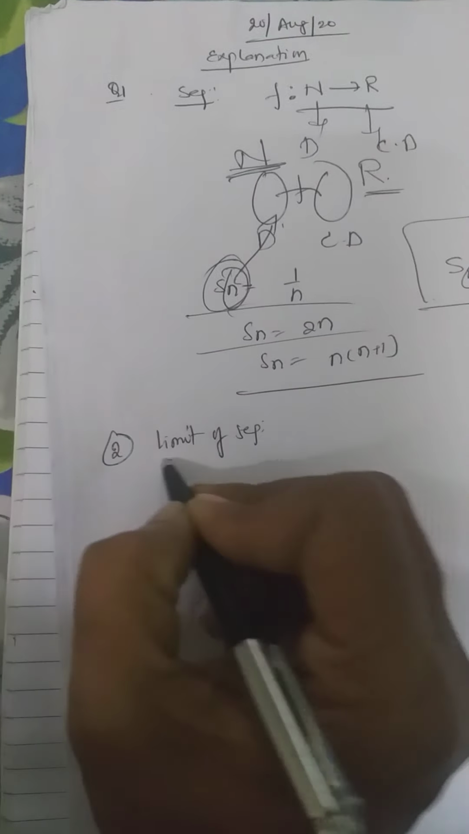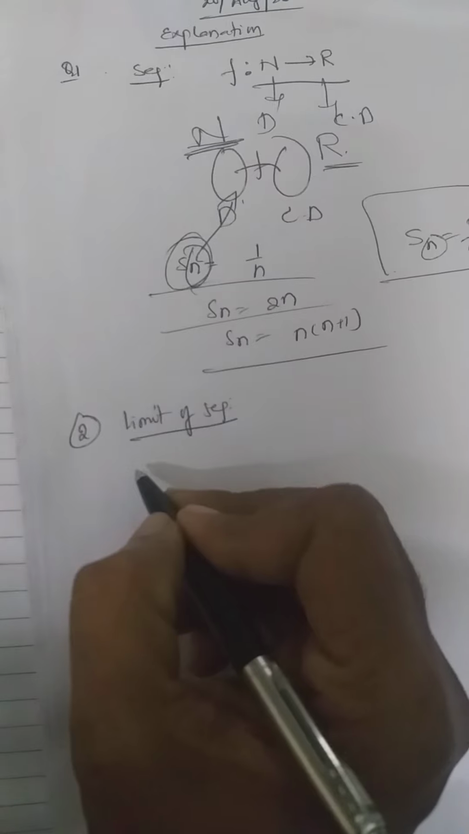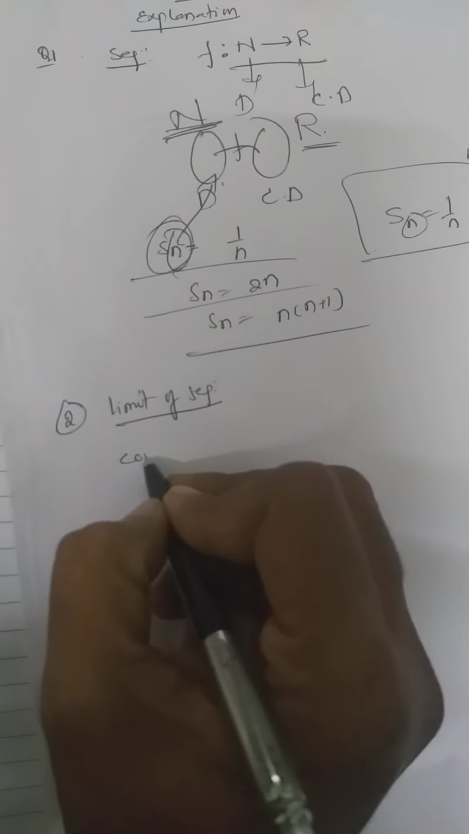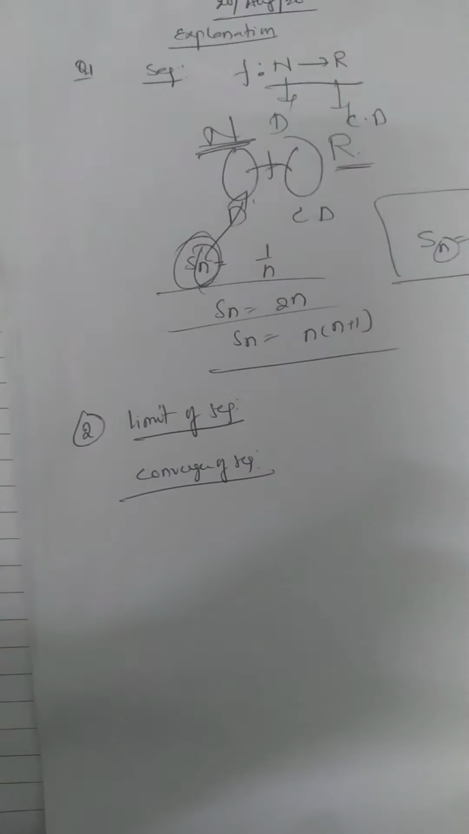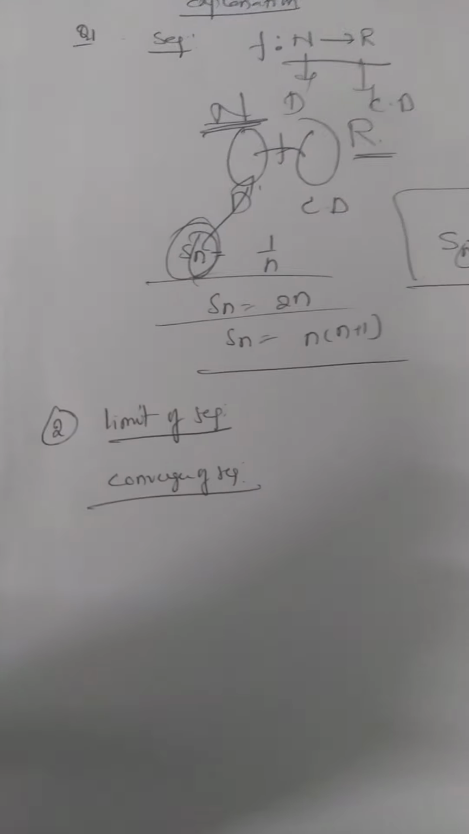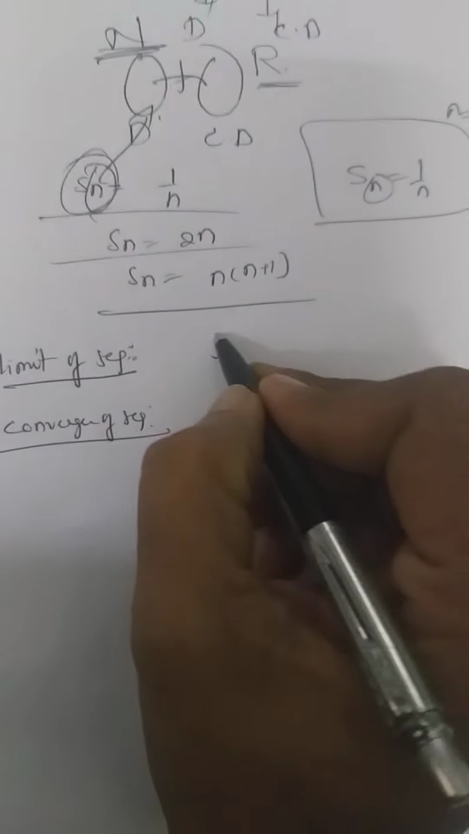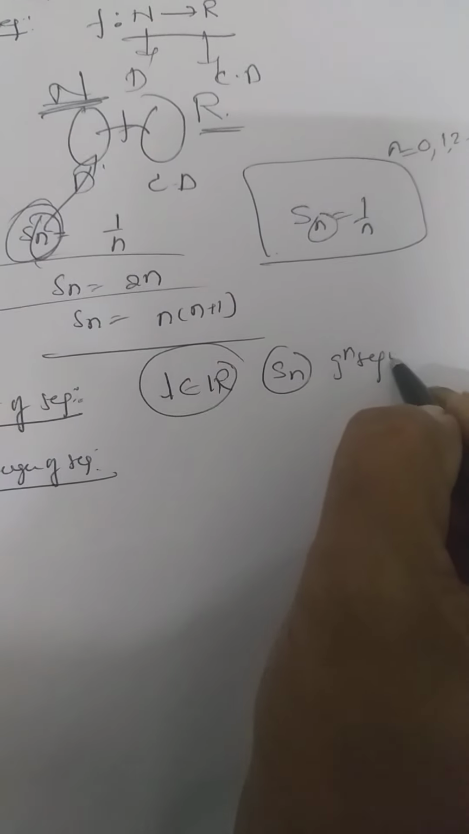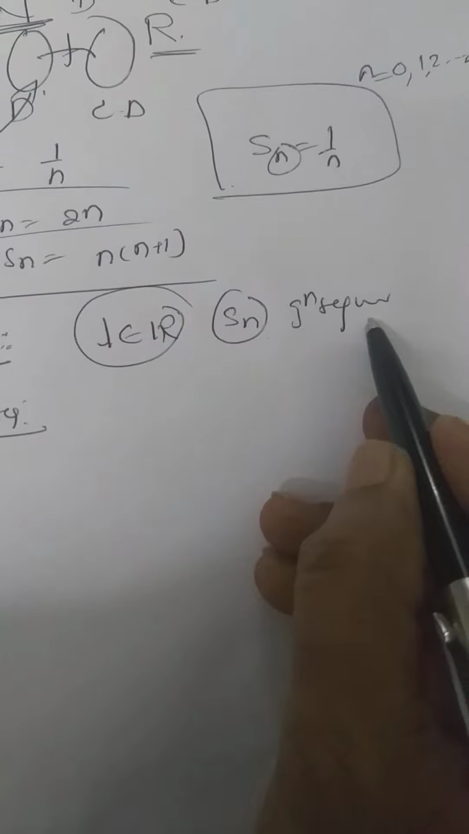Next definition is the limit of a sequence. The next one is convergence. What is the convergence of a sequence? Both definitions are almost the same. Now, first the limit of a sequence. L is a real number and Sn is a given sequence.